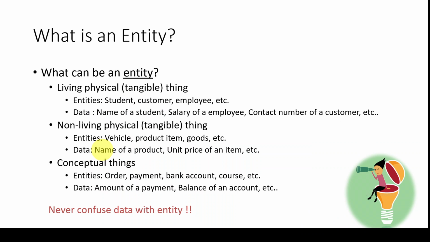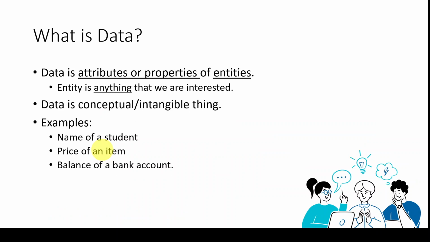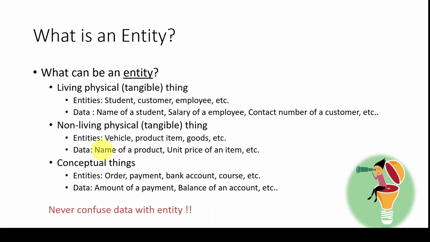So let's look at what an entity is. I told you that data is an attribute or property of anything. So the technical term we use for anything, especially in the ICT field, is entity. Therefore, whenever you see the word entity, you can just think of it as anything. Let's try to categorize the possible entities.